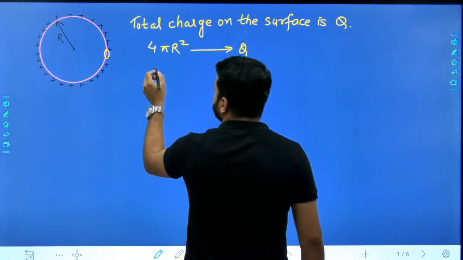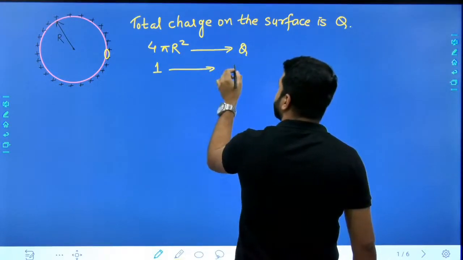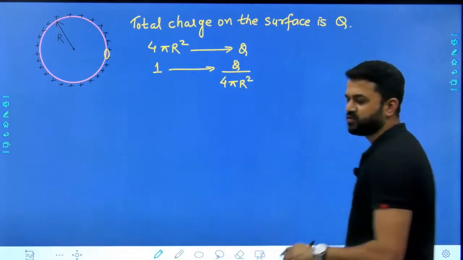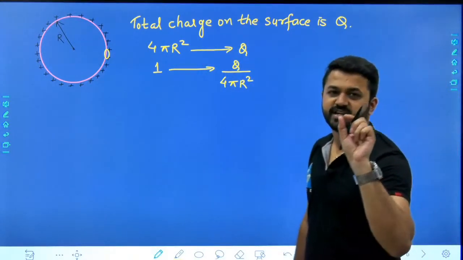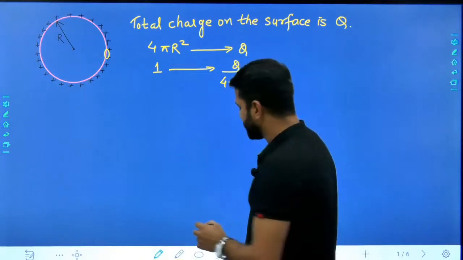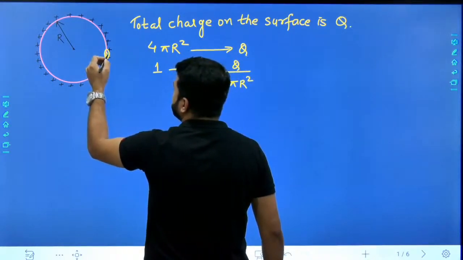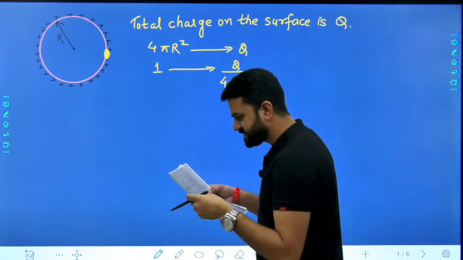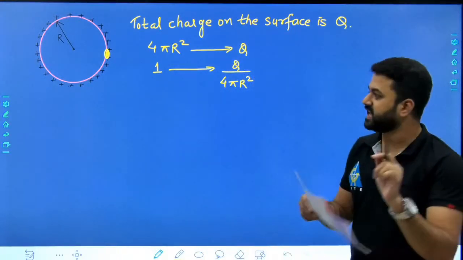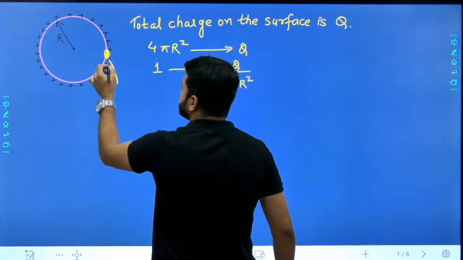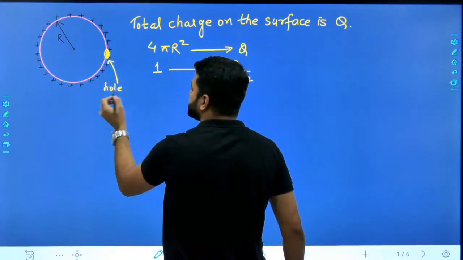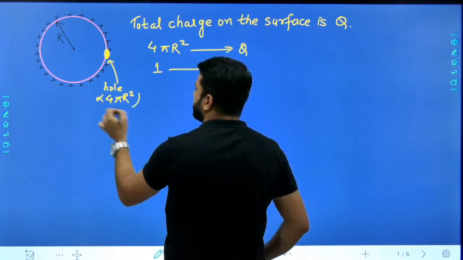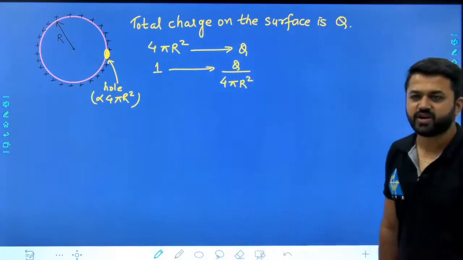So in unit area, the total charge will be Q upon 4 pi r square. So this is the total charge that is distributed in the unit area. So what are the charges that have been distributed in this particular part? What is this area? The area of this hole is given as alpha into 4 pi r square.